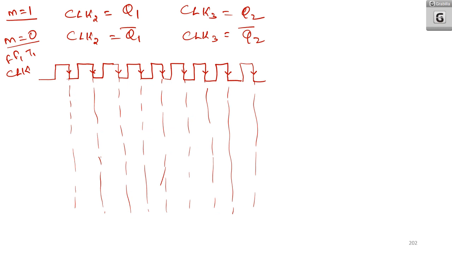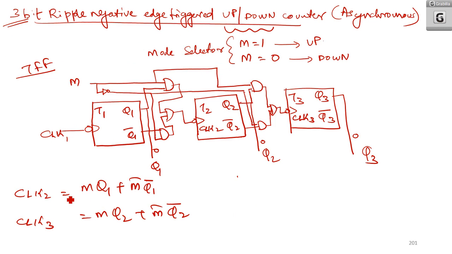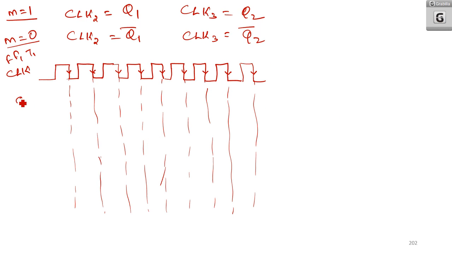Okay. Now coming back. Initially what happens? Initially Q1, Q2 and Q3 are 0. So we are having Q1 as 0 up to this point. Q2 is also 0 up to this point, and Q3 is also 0 up to that point.